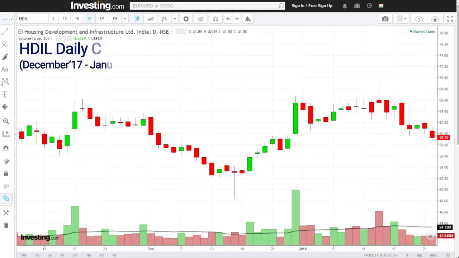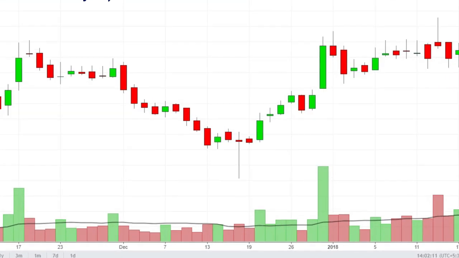Now let us begin with the hammer. Here we are looking at the HDIL stock chart. As you can see, earlier there was a downtrend, then we saw this hammer-like candle. The body is quite small and the lower shadow that we have here is quite big. It is not only more than double the body, but much more than that.